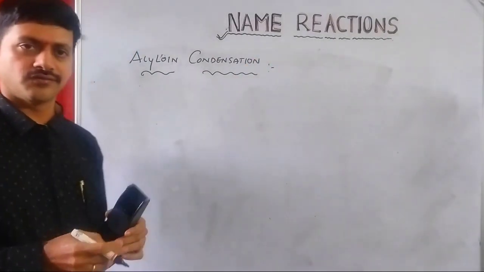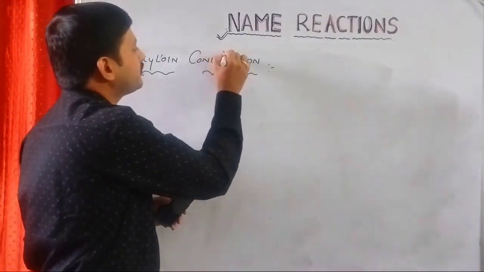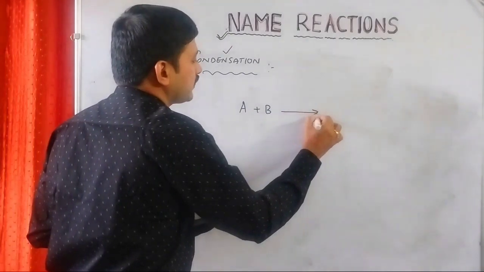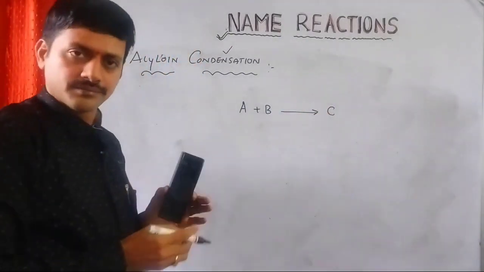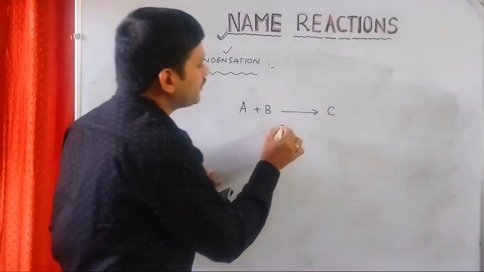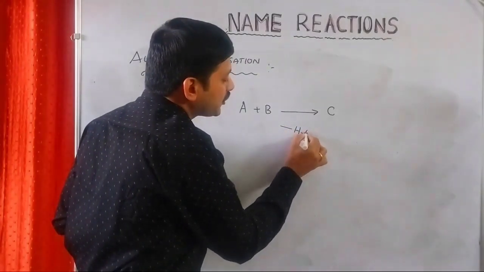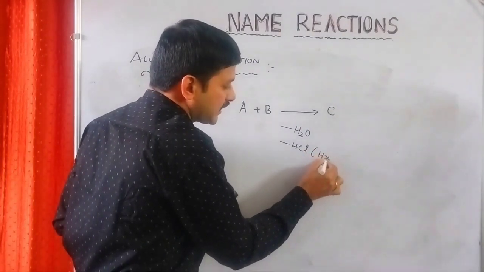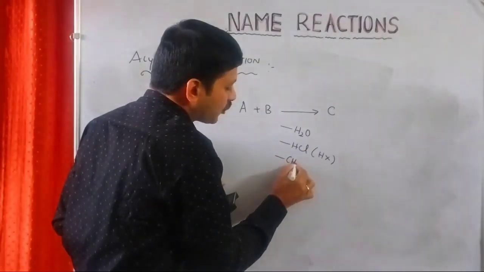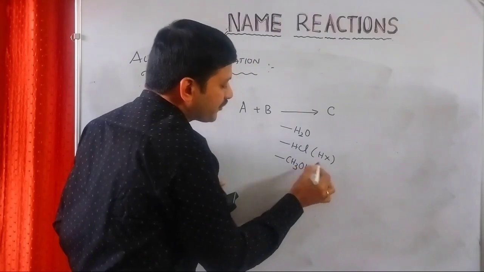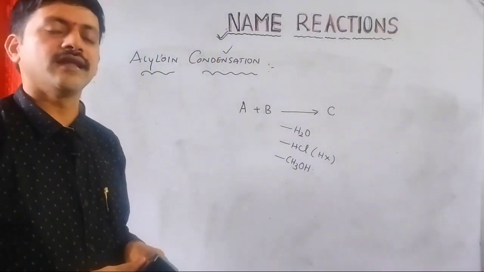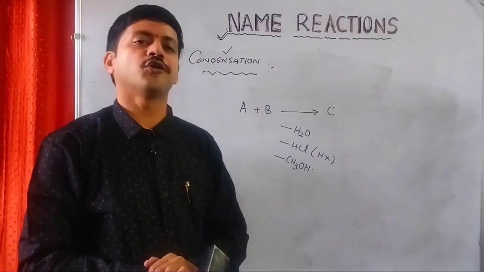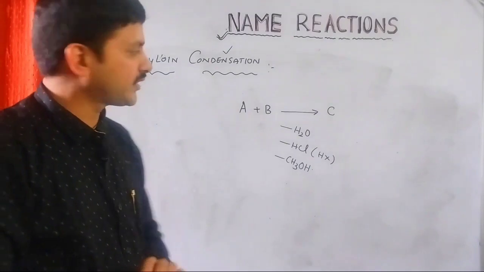Acyloin condensation. We all know that condensation means two reactants are combined together to produce a particular product by the elimination of simple molecules like H2O, HCl, which we can represent as HX, or simple methanol. Such type of reactions are commonly called condensation reactions. So, acyloin condensation is an example of a condensation reaction.